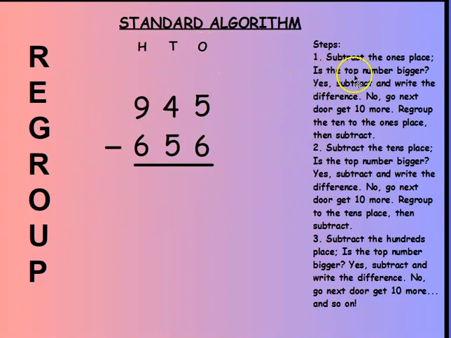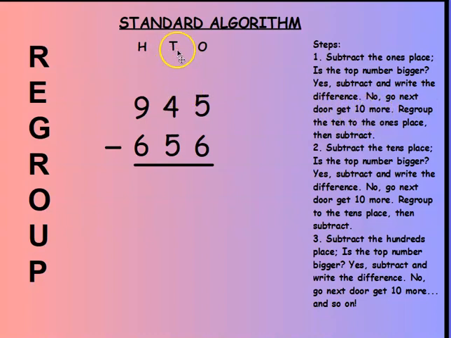And it says, is the top number bigger? Well, this time I have 5. The top number is a 5. The number on the floor is bigger than the top number. So it says, if it's yes, we're going to subtract and write the difference. But my top number, it's not bigger. So what do I do? No, it's not bigger. So I have to go next door and get 10 more.